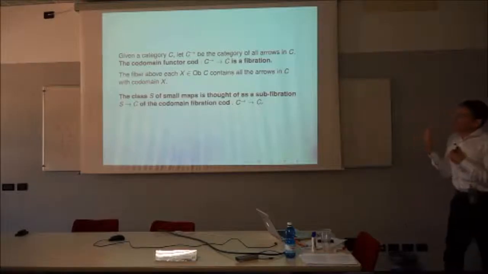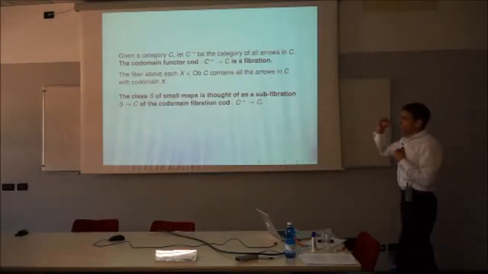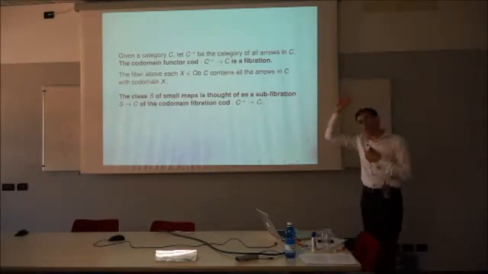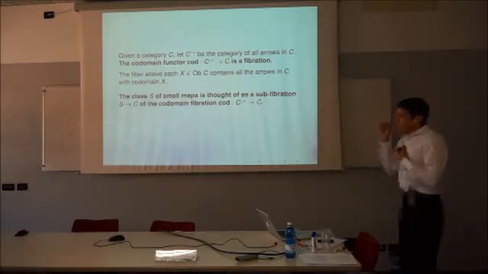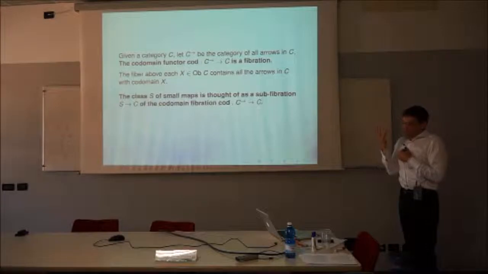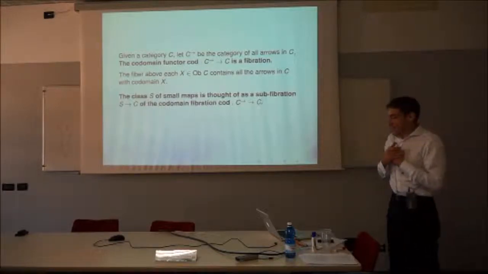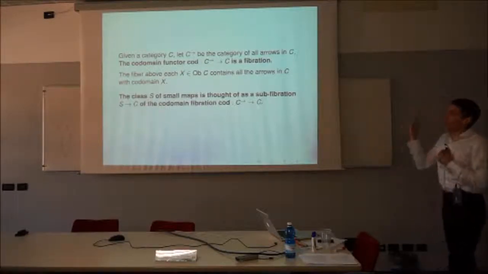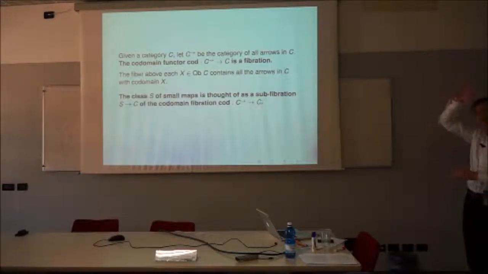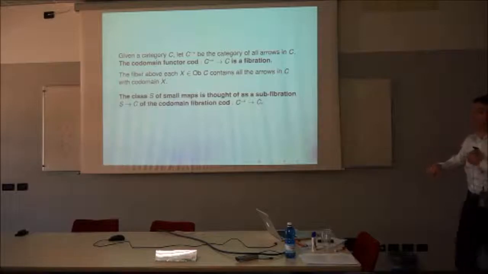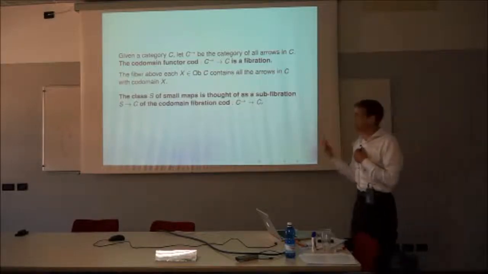So now, given a category C, you consider the category of all arrows in C. There is a basic example of a fibration: the codomain functor is a fibration. So you have C as the base category, and above C you have all the arrows. And each arrow will be sent to its codomain. And that defines a fibration.